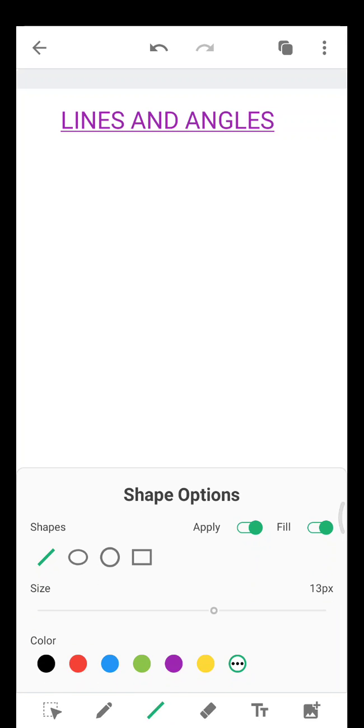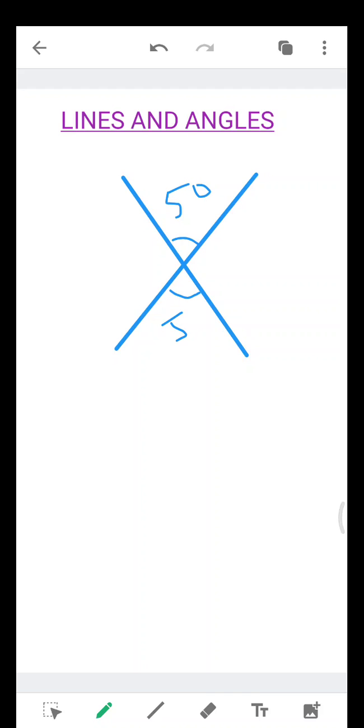Welcome back, students. In the last session we saw an introduction to lines and angles, in which I explained different concepts, like angles and types of angles, and I also said that when two lines intersect, the vertically opposite angles are equal. These two angles are equal. If this is 50 degrees, then this is also 50 degrees.